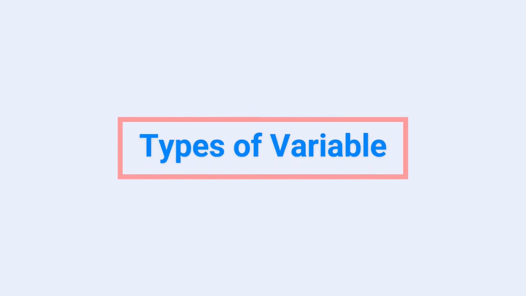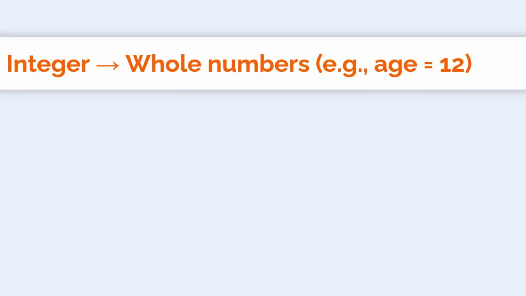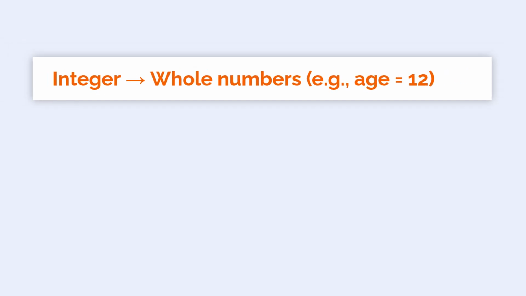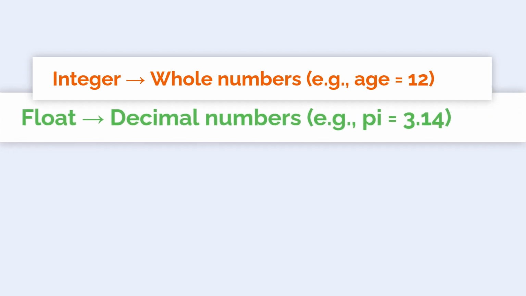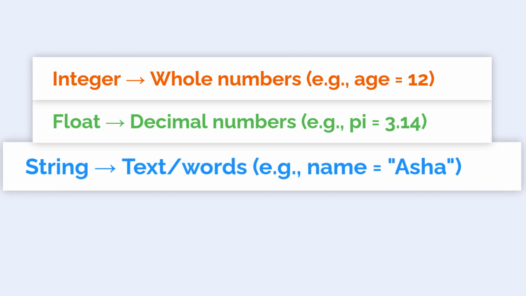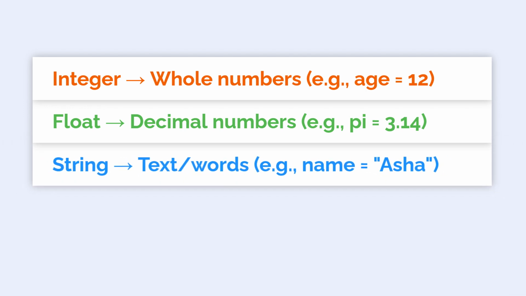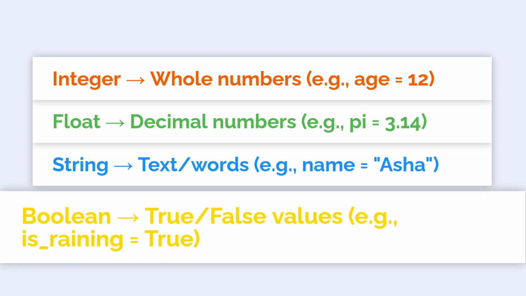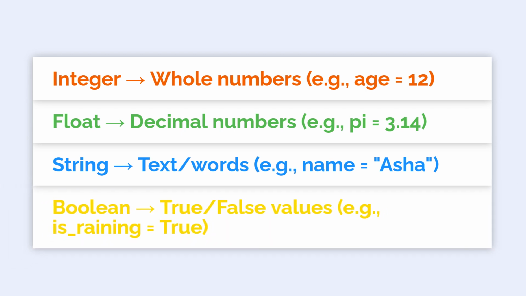Types of variables, with examples. Integer, whole numbers, example, age equals 12. Float, decimal numbers, example, pi equals 3.14. String, text or words, example, name equals Asha. Boolean, true or false values, example, is_raining equals true.